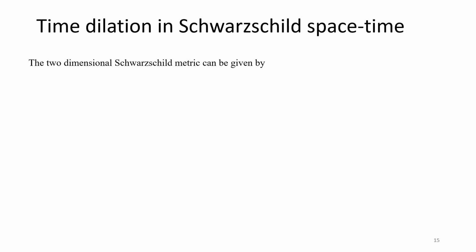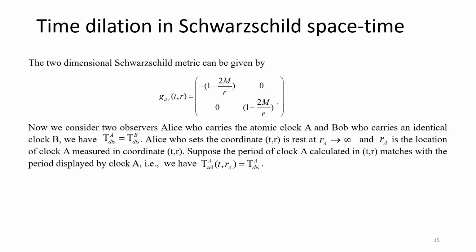The two-dimensional Schwarzschild metric can be given by this formula. Now we consider two observers, Alice, who carries the atomic clock A, and Bob, who carries an identical clock B. We have T_DIS A equal to T_DIS B. Alice, who sets a coordinate t, r, is at rest at r_A approaching infinity, and r_A is the location of clock A measured in coordinate t, r.